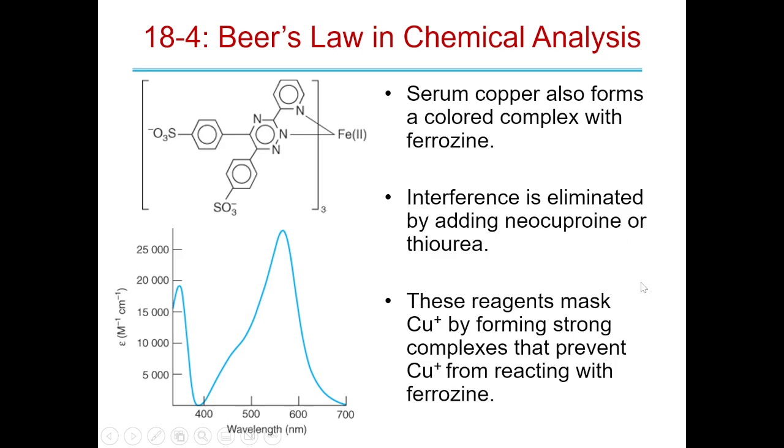All right, so again, these two agents bind preferentially to the copper. They form strong complexes. This will prevent the copper from reacting with ferrozine, which will prevent the copper from interfering in your visible light spectrum. Right here. Okay.